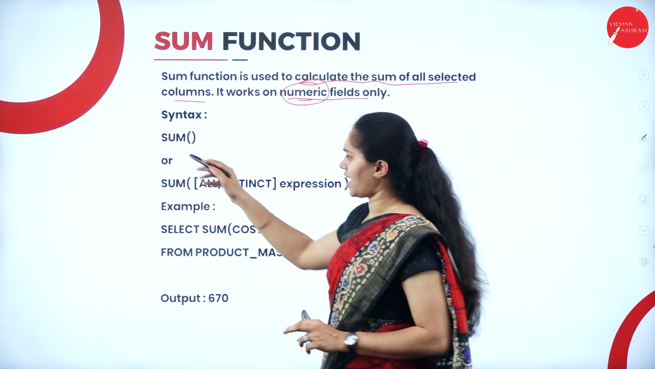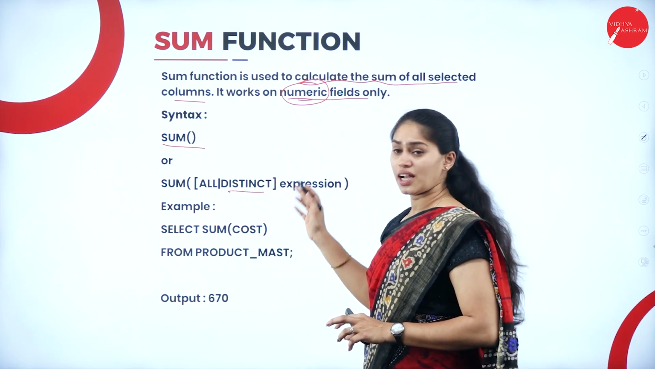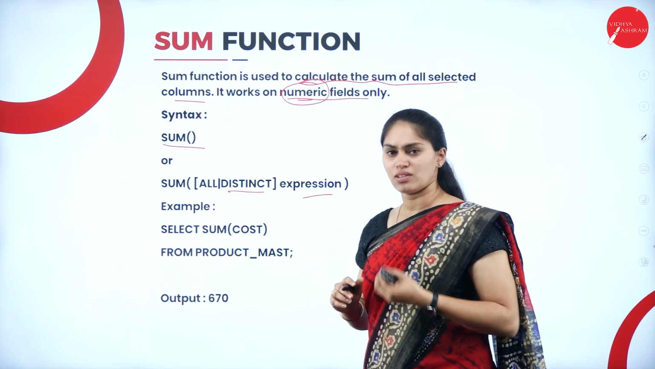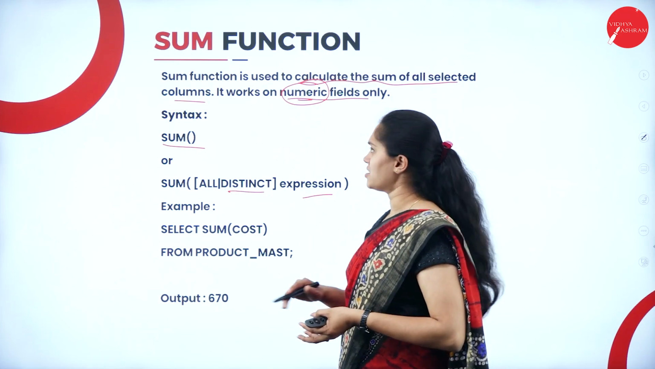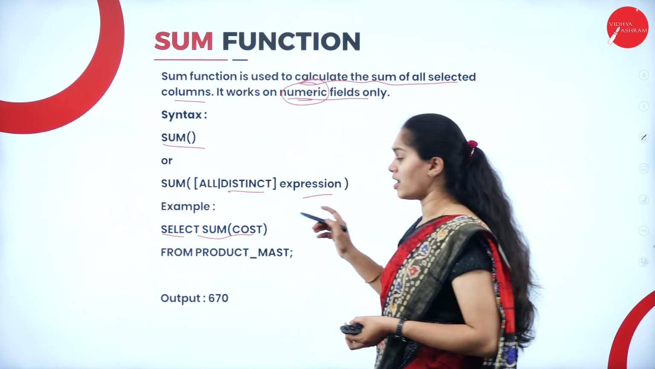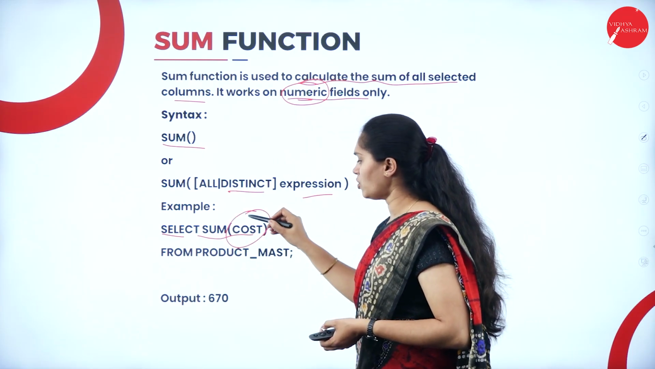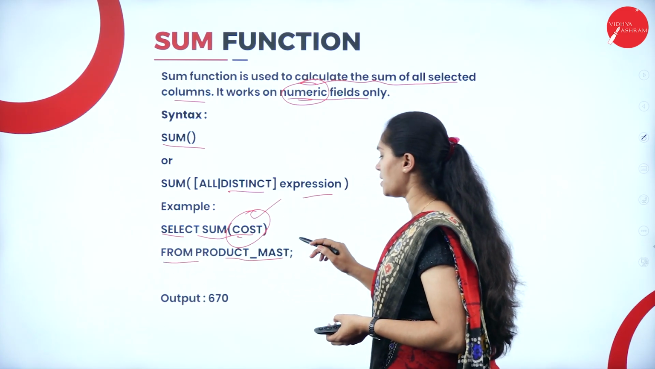So how will the syntax be? Sum. We can also use this sum with a distinct, and also we can fetch the sum with the help of certain conditions. We can use this with a select, where clause, order by clause. So there also we can have it, right? Select sum of cost. We need to find the sum of cost. So you need to add all the values present in the cost column from product master.